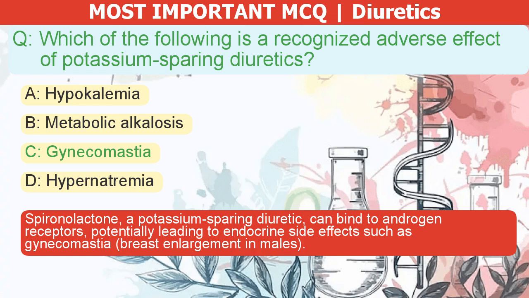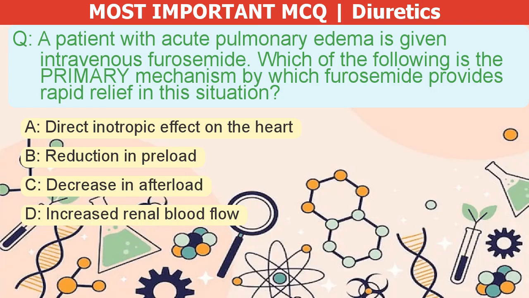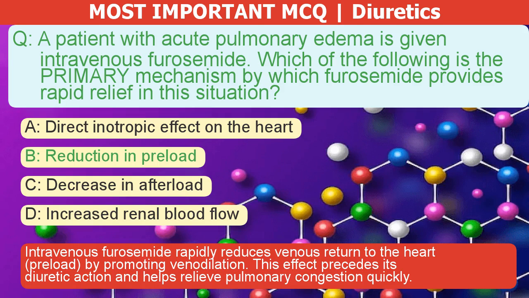A patient with acute pulmonary edema is given intravenous furosemide. Which of the following is the primary mechanism by which furosemide provides rapid relief in this situation? A. Direct inotropic effect on the heart. B. Reduction in preload. C. Decrease in afterload. D. Increased renal blood flow. The correct answer is B. Intravenous furosemide rapidly reduces venous return to the heart, preload, by promoting venodilation. This effect precedes its diuretic action and helps relieve pulmonary congestion quickly.